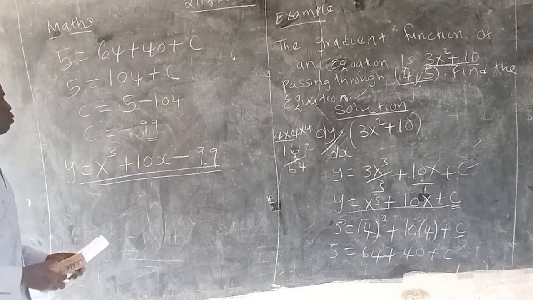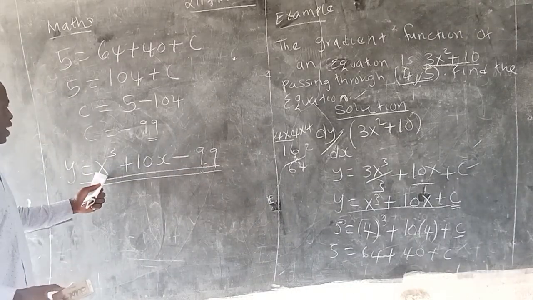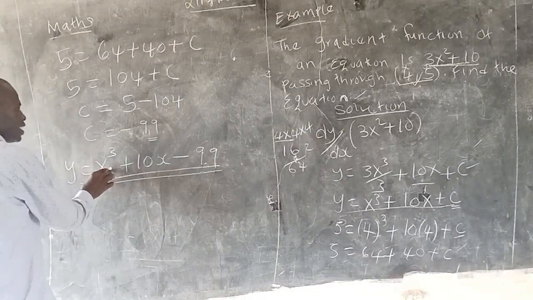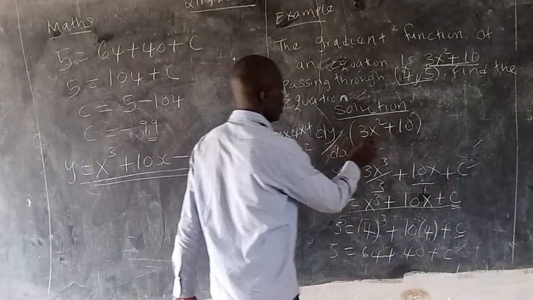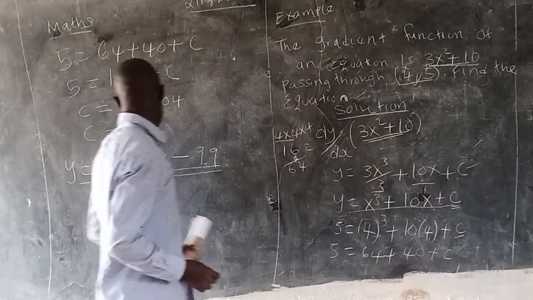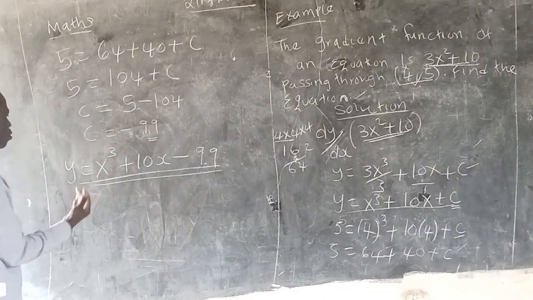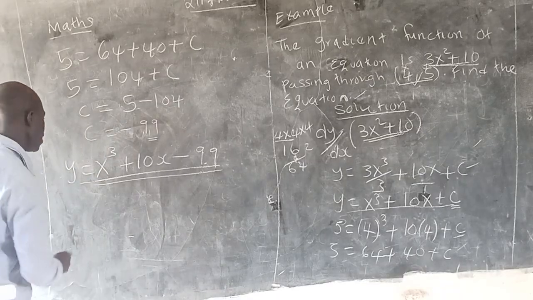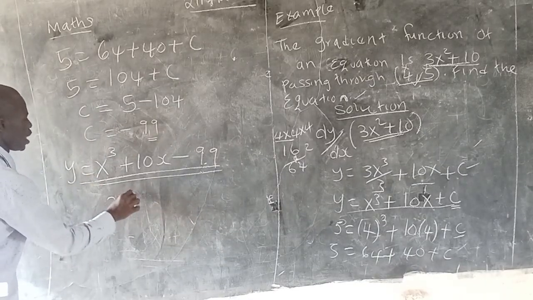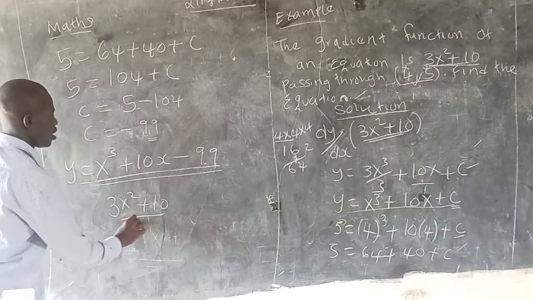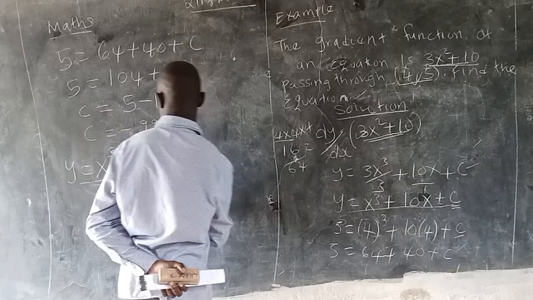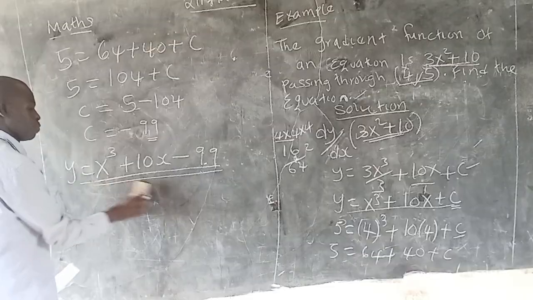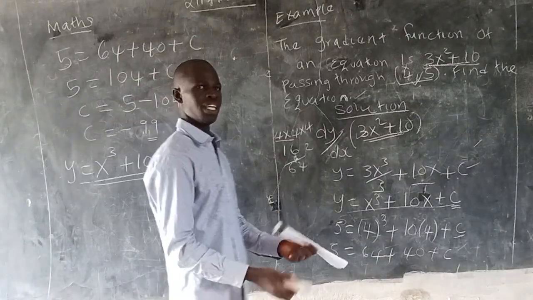Now students, if you want to prove that integration is the opposite of differentiation, you can differentiate this function. The law of differentiation says we bring the power down and we reduce the power by 1. So it becomes 3x squared plus 10. As you can see, you find out that it is the reverse of differentiation. So whatever we do in differentiation, we reverse and do in integration.